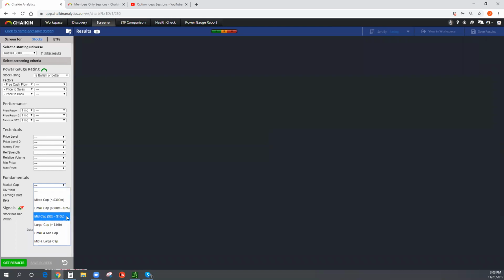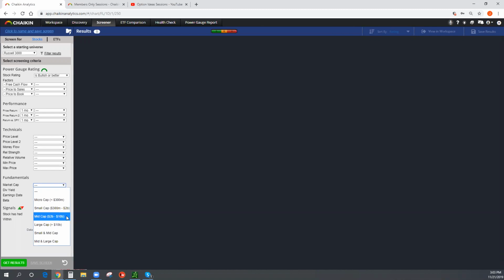If the company has a 2.01 market cap, it would show up if you use mid cap. And if it had a 1.99 billion market cap, it would not show up. The difference between those market caps is negligible, but one would show and one would not. And that's just it. Same thing with beta.